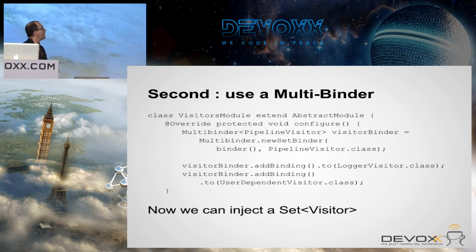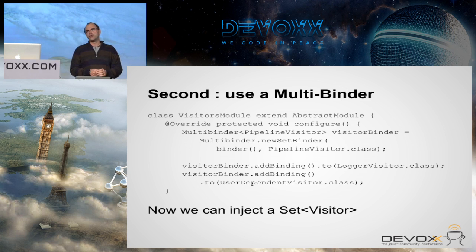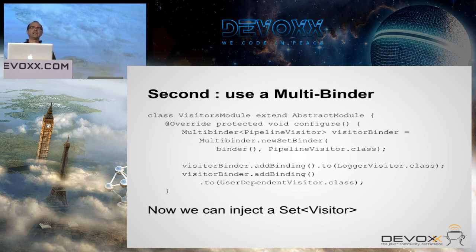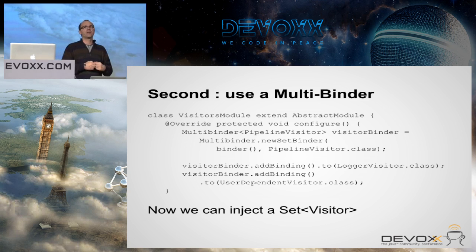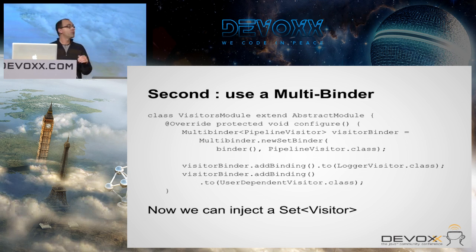So one of the things they can do with most of the dependency injection frameworks is to use a multi-binder. So this is the ability to bind multiple objects or multiple bindings to a single interface. And then after, you can use injection of a set of that particular interface inside the pipeline, and then everything which has been bound to that interface will be injected by the framework. So that's very convenient. You can see the syntax here.